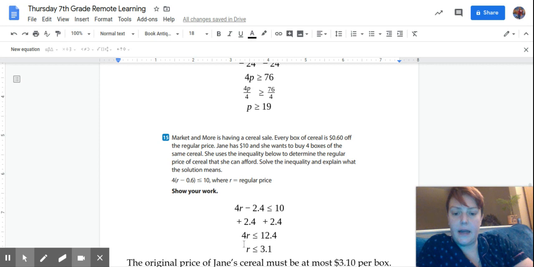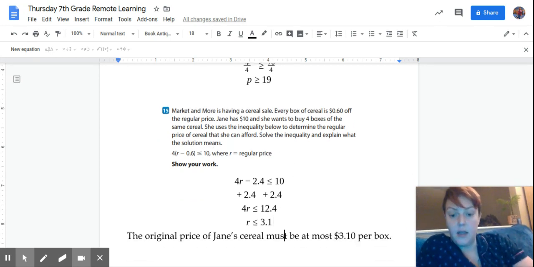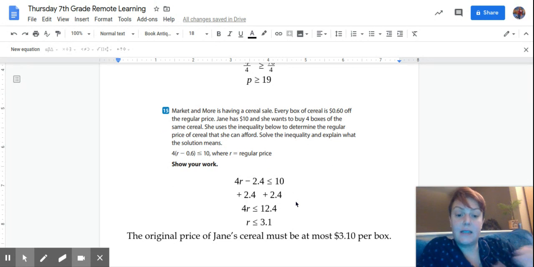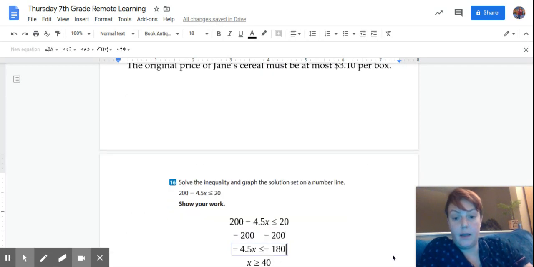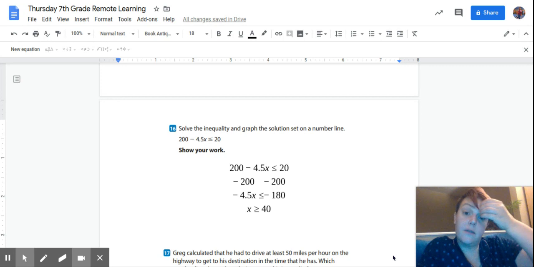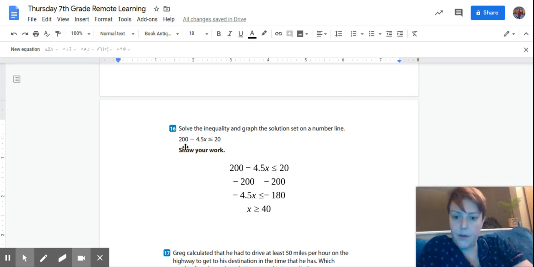So I divided by the coefficient, and it says that R is greater than or equal to 3.1. And so it says, explain what the solution means. So the regular price of Jane's cereal must be at most, less than or equal to $3.10 per box.